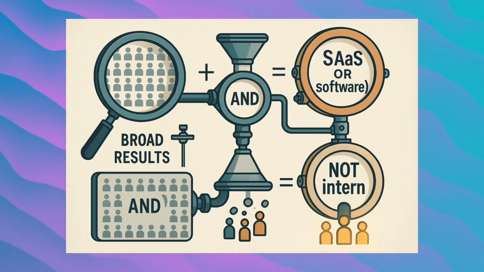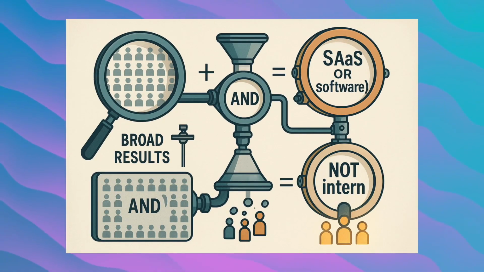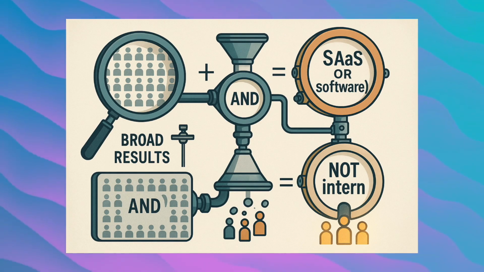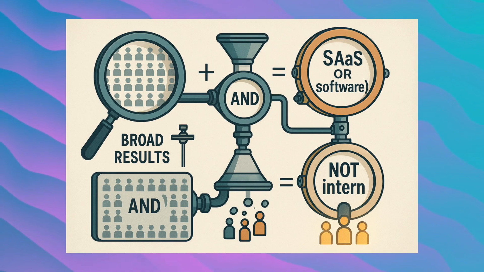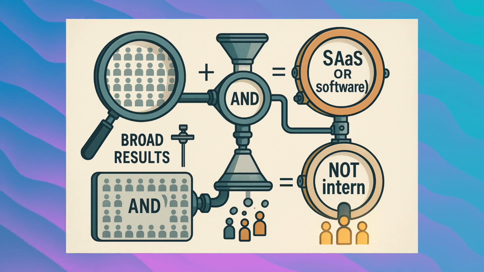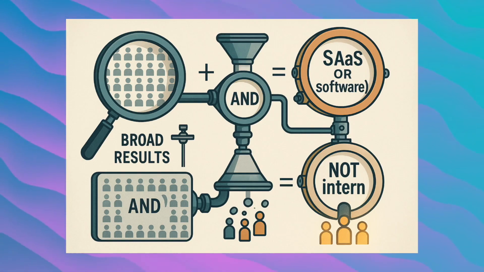But here's where it gets really powerful. You can combine these operators to create incredibly specific searches. Something like marketing AND SaaS OR software NOT intern will find marketing professionals in the software industry who aren't interns.